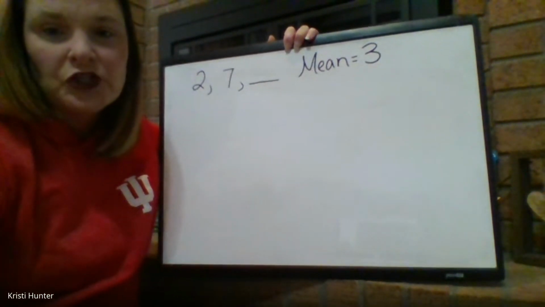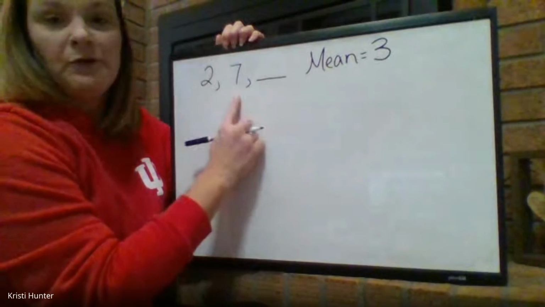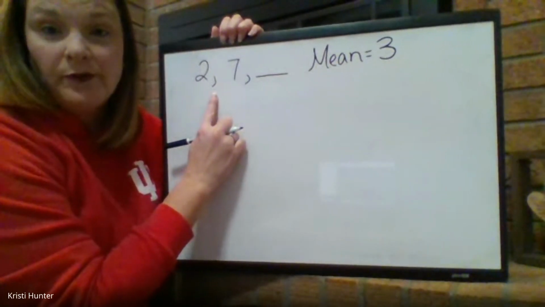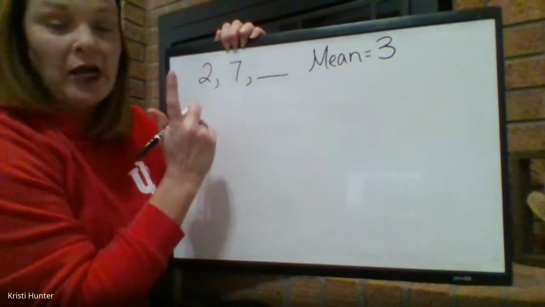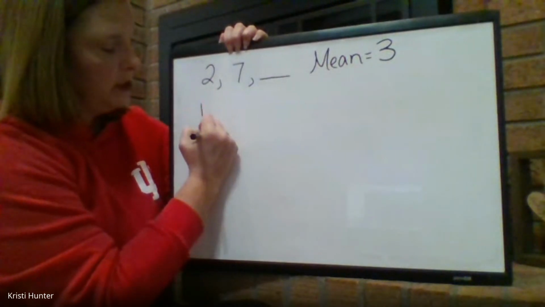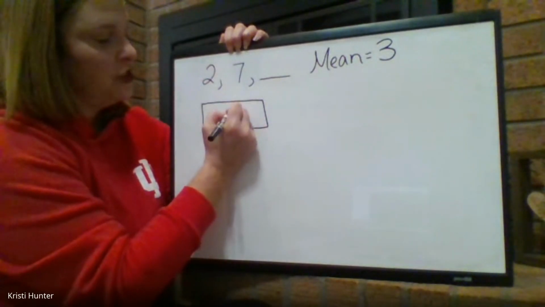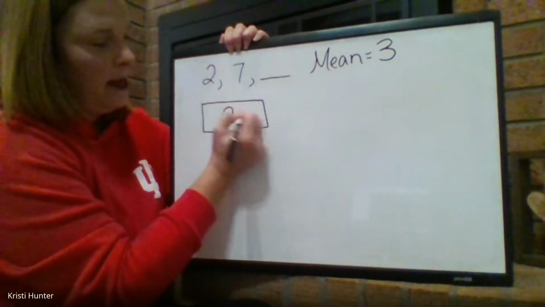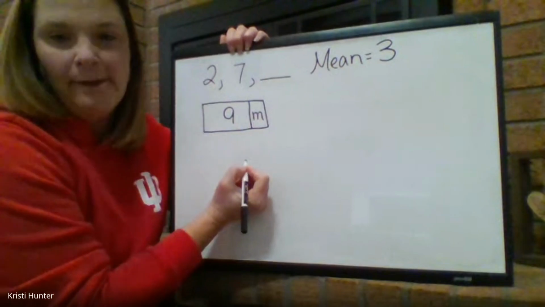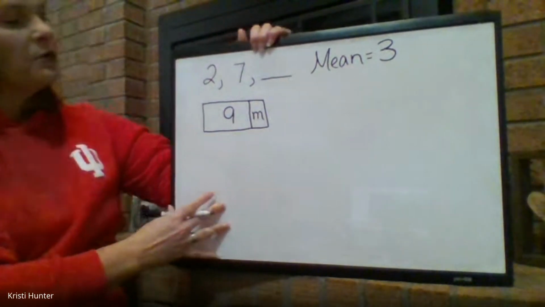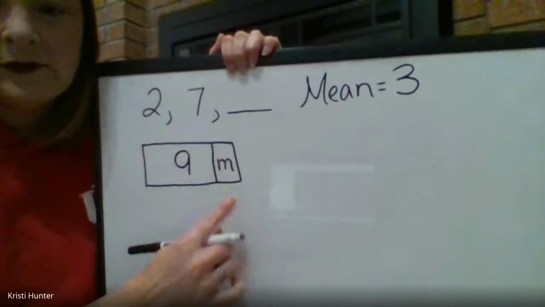Okay. So I'm going to start with adding up the values I do know. So when I look here, I have a 2 and a 7. So I know that equals 9. So I'm going to use a bar diagram to kind of show you this. So I know if I add 2 and 7, I get 9. Plus, if I add this missing, which I'm going to just put an M in, that's going to be my missing. You guys see that okay?